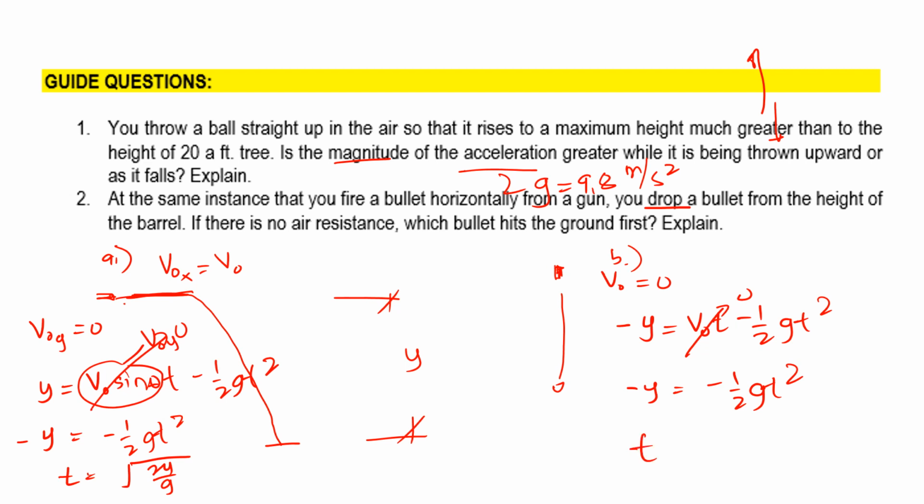Again, the target is to compute for time. So time is equal to 2y divided by g. What can we say about the formula? The formula of the first case is the same as the formula for the second case. So they are equal. The answer here is they will hit the ground at the same time. Okay, so this is experiment number 1.